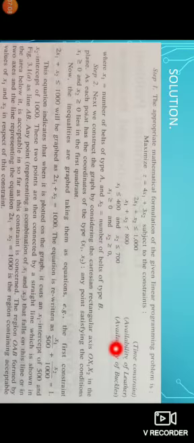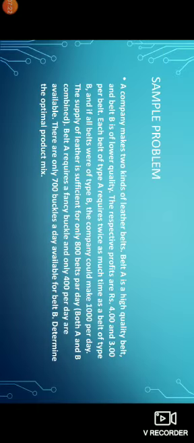This is the availability of belts. Next, x1 less than or equal to 400 and x2 less than or equal to 700. These constraints are for buckles. A fancy buckle, 400 per day are available. There are only 700 buckles a day available for belt B.